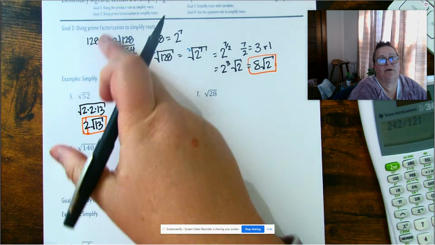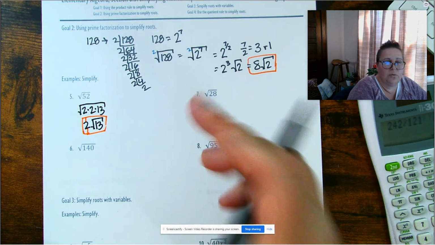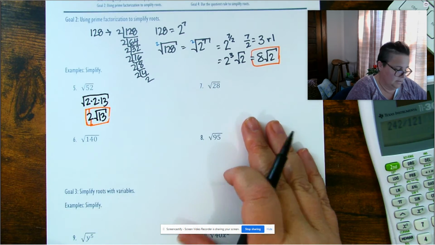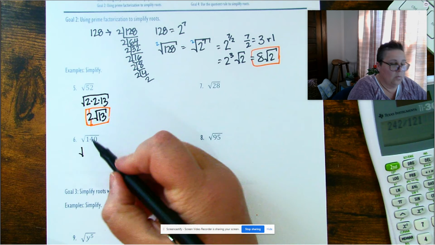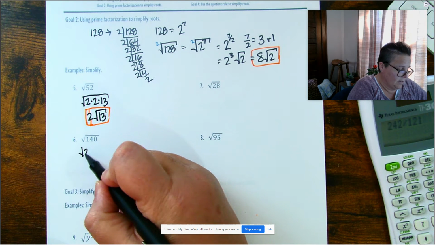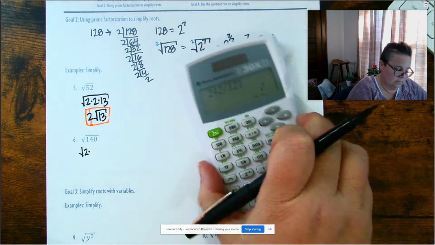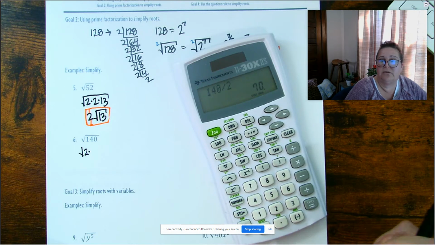Okay, I'm not doing the prime factorization this way. I'm just sort of doing it in my head. If you wanted to, you could do the prime factorization in any method that you liked. The square root of 140. 140 is even, so I can divide it by 2. That leaves me with a 70. Right? I can do this on my calculator. I can do it in my head, but if you need to, you can do it in your calculator.